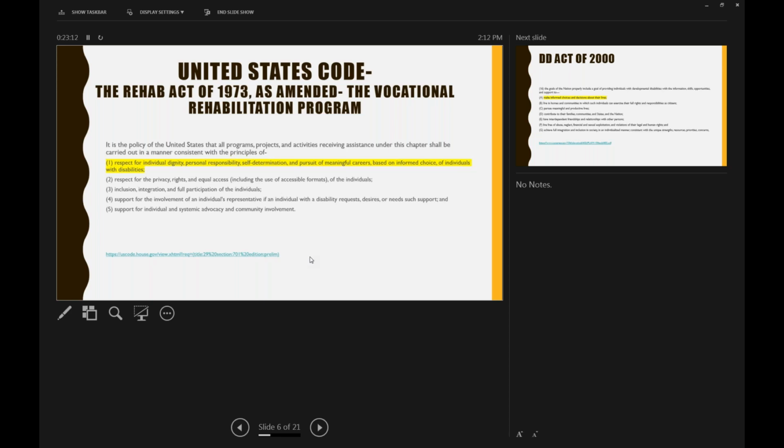And here, this is what's currently in the United States Code, which is based on the Rehab Act law. It's the policy in the United States that all programs, projects, and activities receiving assistance under this chapter, which is the VR program, shall be carried out in a manner consistent with the principles of, and the very first one is, respect for individual dignity, personal responsibility, self-determination, and pursuit of meaningful careers based on informed choice of individuals with disabilities. So here it is. It's in law for vocational rehab, and it's codified.